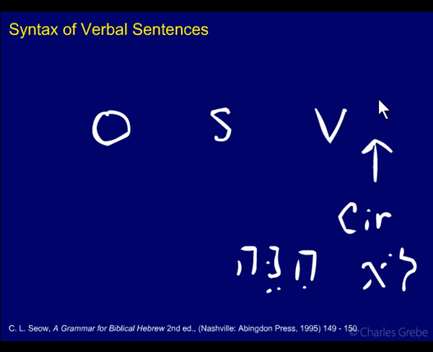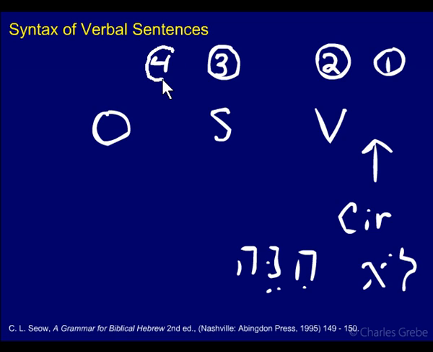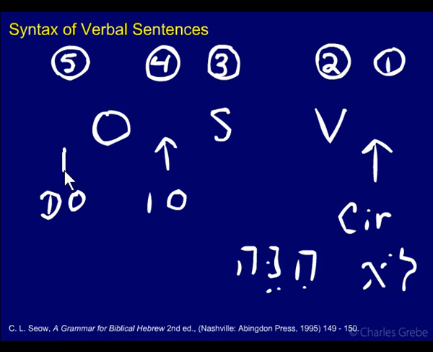So, Seow is saying, first position here is circumstance. Then number 2 is verb. Okay, we already had that, no problem. Number 3 is subject. And then for object, he divides it up into 2 groups. I'll put 4 and 5 here. 4 is the indirect object. The fourth thing you expect is the indirect object, and number 5 is the direct object. So we're effectively dividing our object into 2 types.